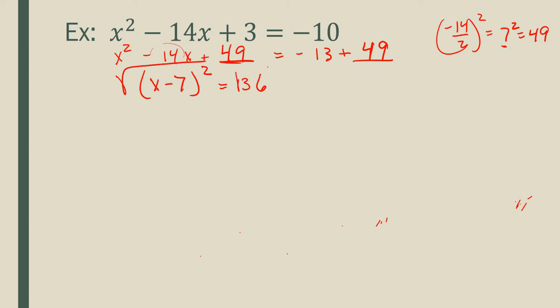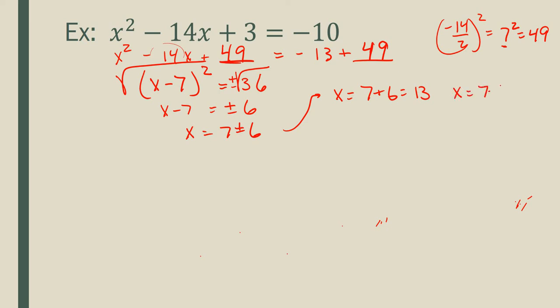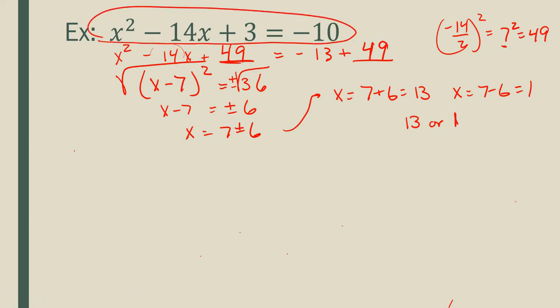Take the square root of both sides. X minus 7 equals plus or minus. This happens to be a perfect square, so I can get a whole number. Add my 7. So now my two solutions are x equals 7 plus 6, which would be 13, and x equals 7 minus 6, which would be 1. Now the little trick about this is that if we get a whole number solution, in this case 13 or 1, this was actually one that we could have factored.